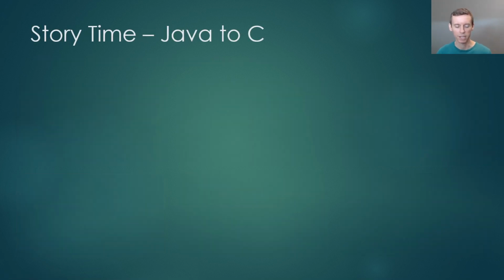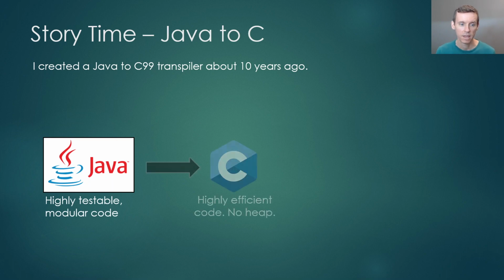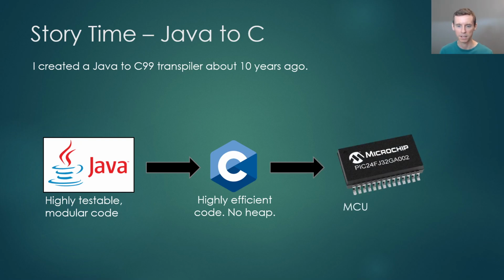Story time, Java to C. So yeah, I created a Java to C99 transpiler about 10 years ago, and it was cool. I basically wrote C inside of Java, and I got that highly modular code that was testable, and it would generate into highly efficient code with no heap, not a heap, and ran on a PIC24.